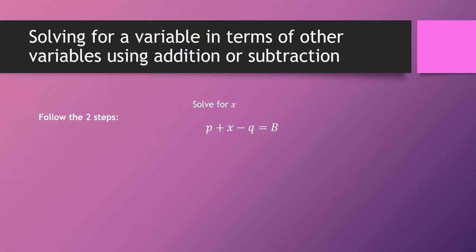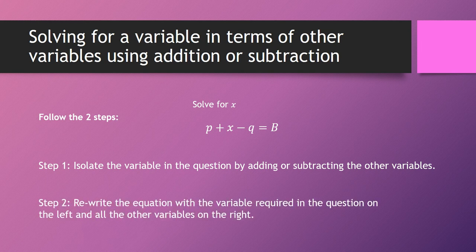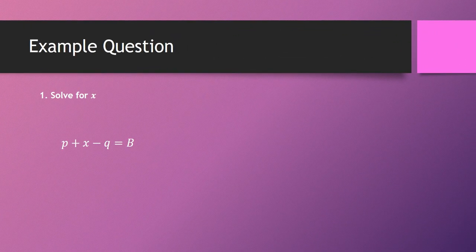Solve for x, p plus x minus q equals b. So the first step is to isolate, that means to get on its own, isolate the x, that's the variable in the question, by adding or subtracting the other variables. And the second step, you then rewrite the equation with the variable x in the question on the left and all the other variables on the right. So let's have a look at the example.